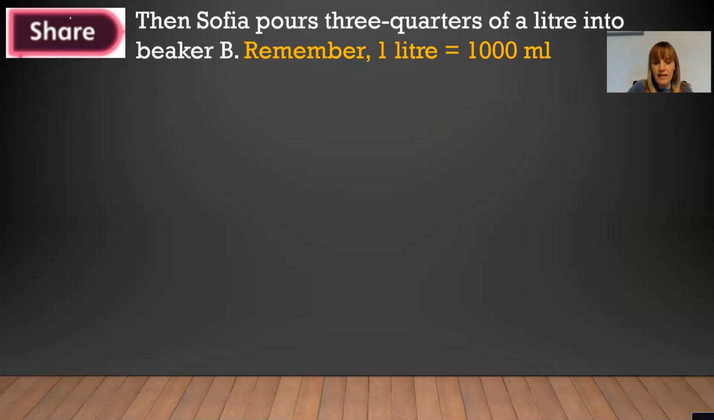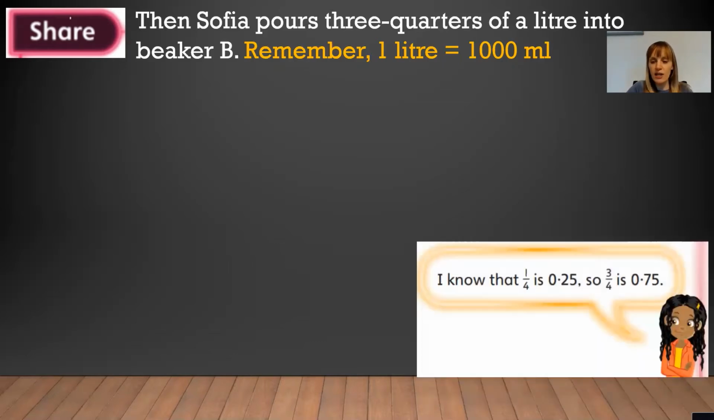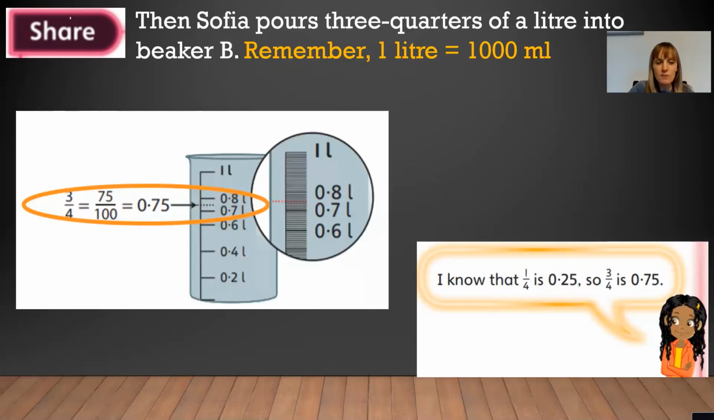Now, if we look at beaker B, she's pouring 3/4 of a litre into beaker B. Now, with 3/4, fractions like 1/4, 1/2, and 3/4, they're ones that we encourage you to try and just learn and remember them as a decimal. So we should all know that 1/2 is the same as 0.5, and 1/4, which is half of a half, is the same as 0.25. And using that knowledge, if you multiply that by 3, we know that 3/4 is the same as 0.75. So that means in beaker B, if she's pouring 3/4 of a litre, that's the same as 0.75 litres.